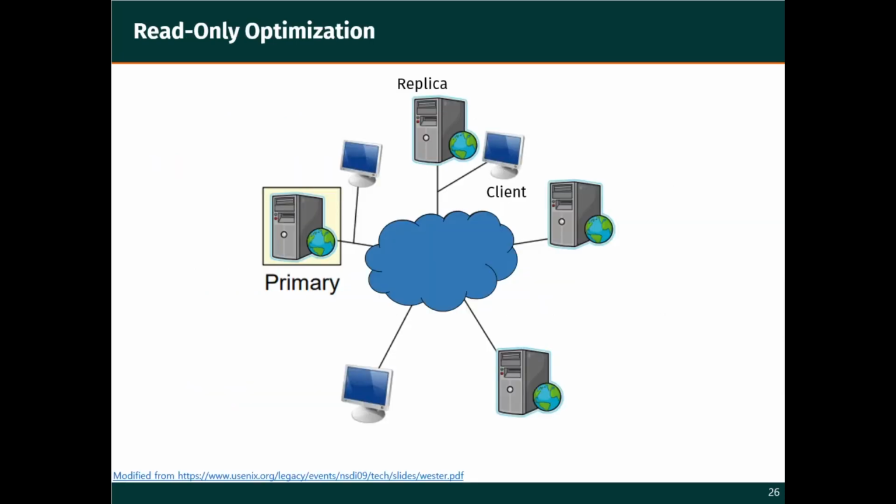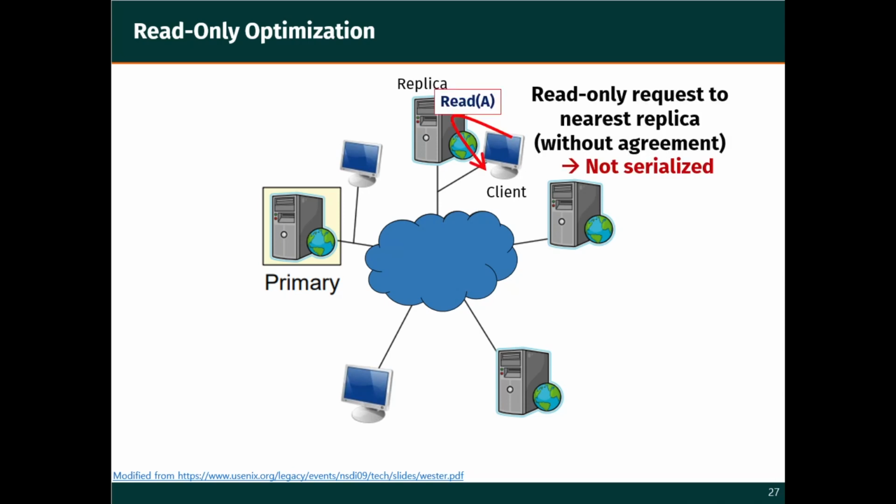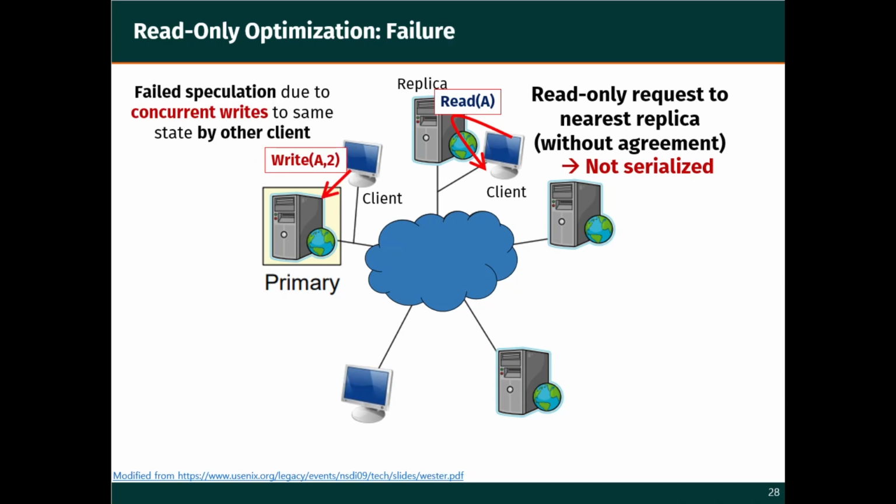Next, I want to talk about read-only optimization. Read-only optimization is an optimization technique for read requests in which a read-only request is sent to the nearest replica and is performed to read a state which is not serialized by the agreement protocol. Because the read-only request is not serialized, it can fail due to a concurrent write to the same state by another client. In this figure, a client located near the primary sends a write request on the same state, which results in a stale value in other replicas. So it invalidates the optimized read request.